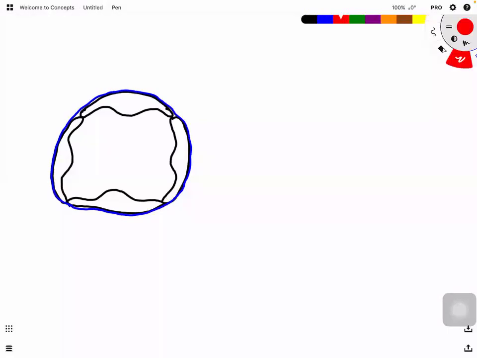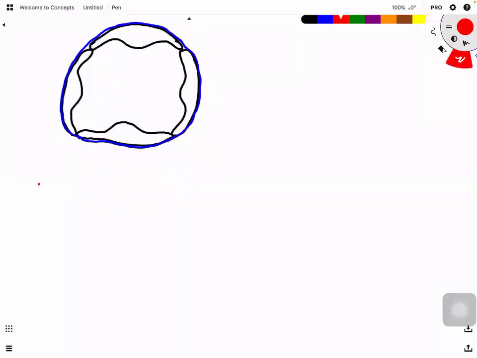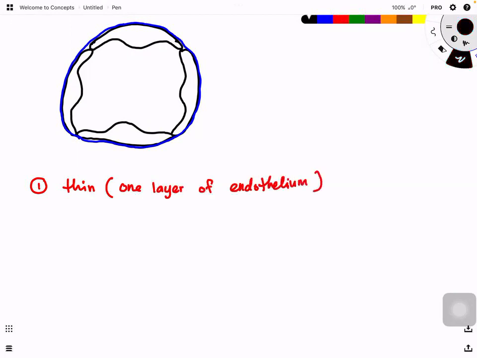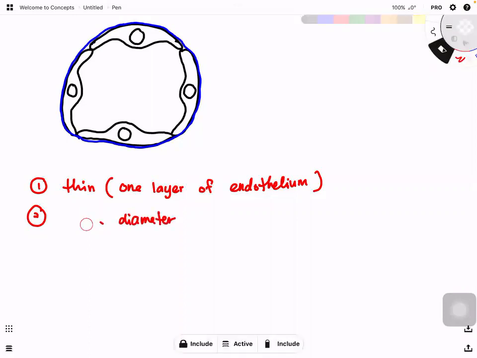So first, how do they adapt to their function? They are very thin. How thin? It consists of one layer. Don't say one cell thick. Say one layer of endothelium or squamous epithelium. It's so thin that in the regions where you have the nucleus, you can see the protrusions. Second, they have a small lumen diameter.